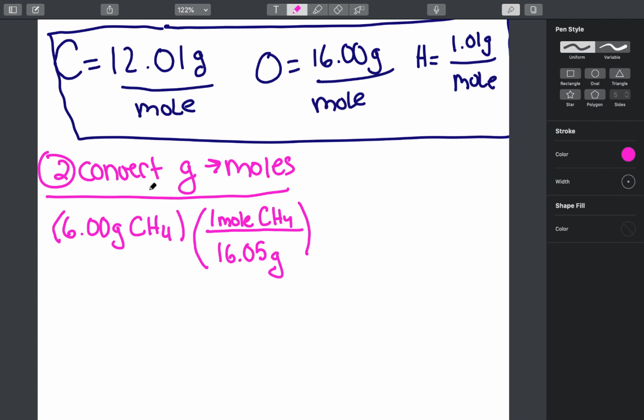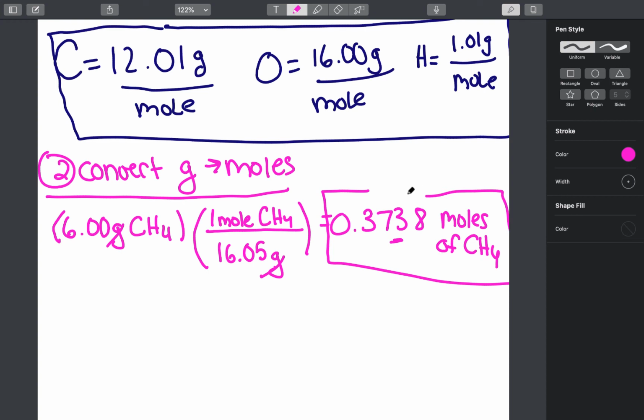So what we do is we multiply by the inverse of this molar mass here, and the grams cancels out, giving you moles of methane. When you plug this in your calculator, you should get something around 0.3738. I'm going to put a little underline here to indicate the amount of sig figs, because we have 3 here and 4 here, and you keep the same amount of sig figs as the value with the lowest number of sig figs, so 3. This is 0.3738 moles of methane. So that's our first value.